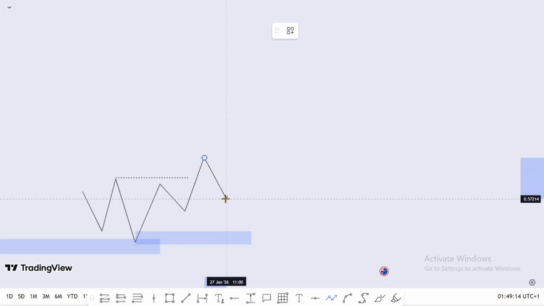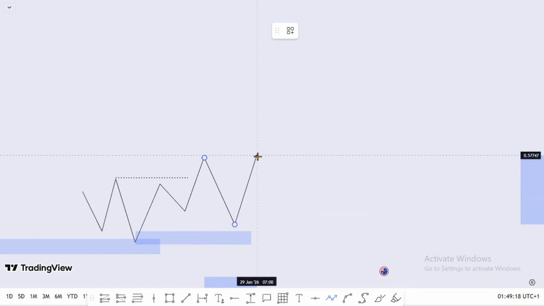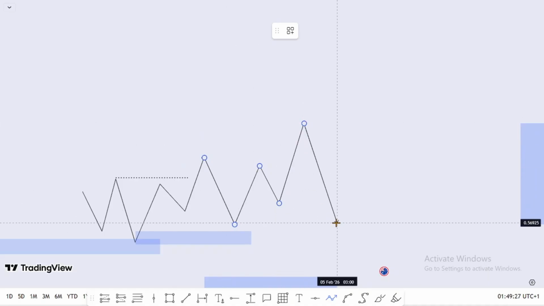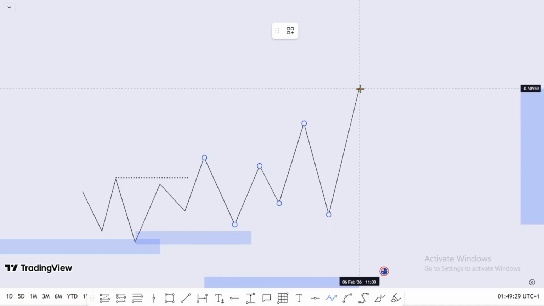What we are looking for is a liquidity sweep. Then we want to see some form of internal structural liquidity. Then an actual break of structure. Then we can take an order block at this point. Then this whole trend can continue.